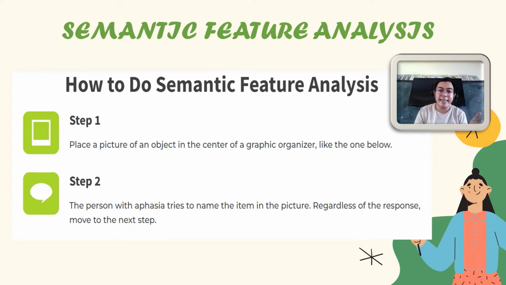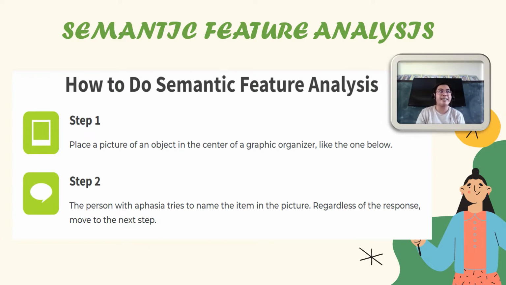It is based on the spreading activation theory that suggests activating the neural network surrounding a word will strengthen a target word. SFA works best for people with mild or moderate aphasia as well as those with fluent aphasia. It requires strong cognitive skills. Now, how to do the semantic feature analysis?